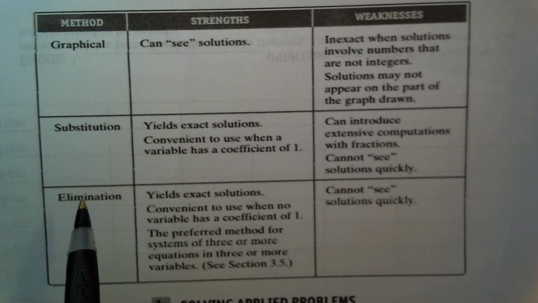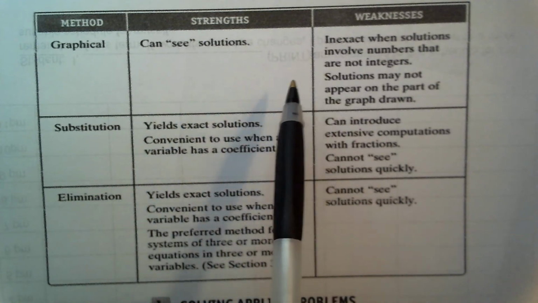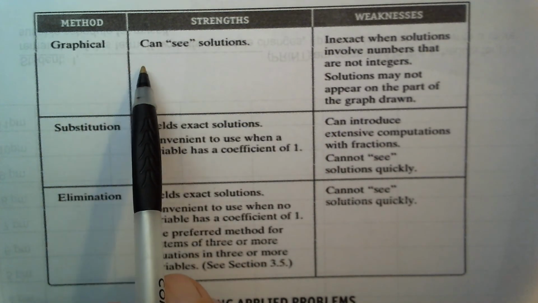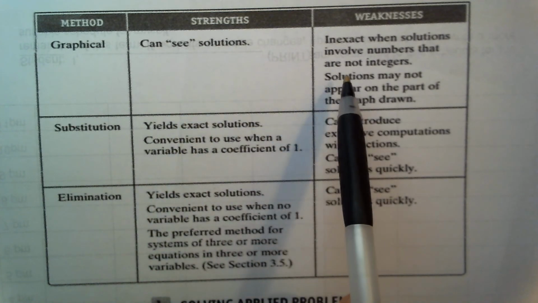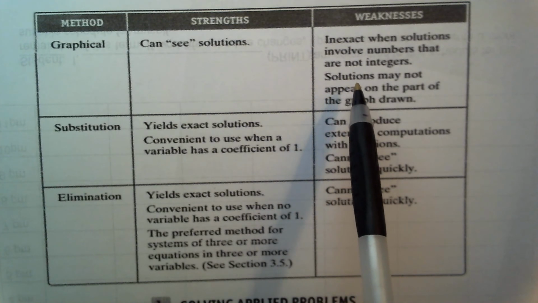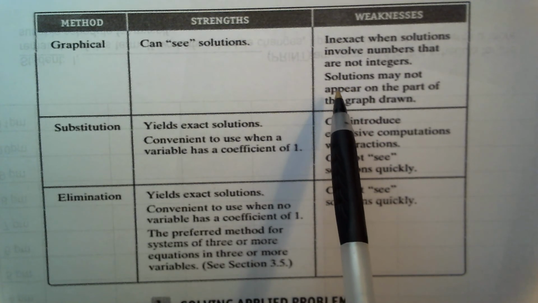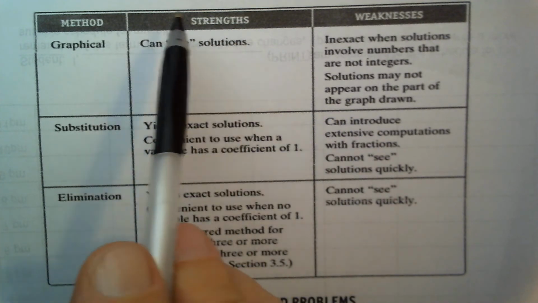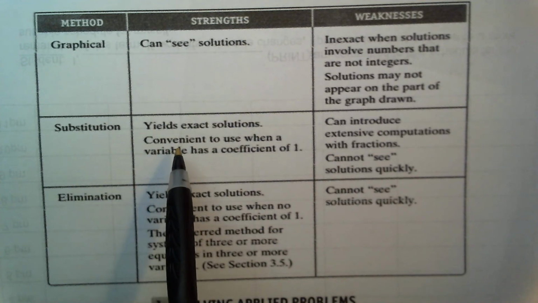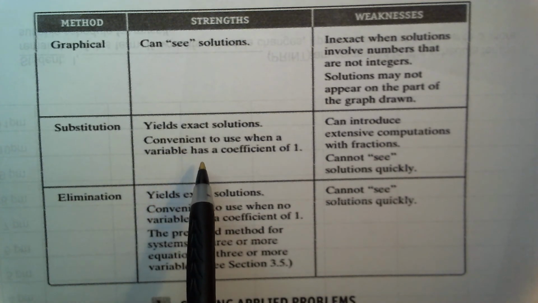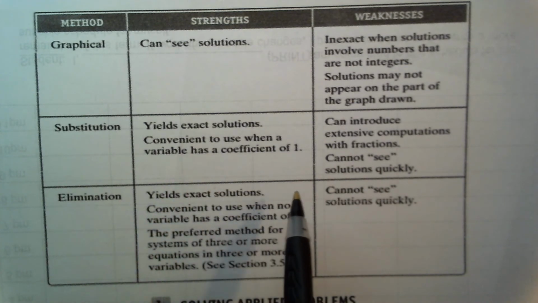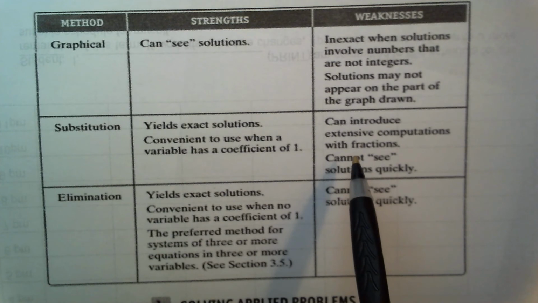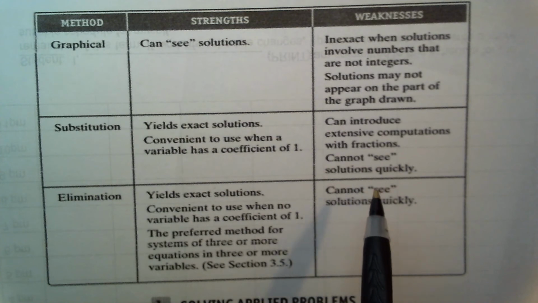This table here compares the different methods and their strengths and weaknesses. When we have a graphic solution, we can see the solution right away. But it's inexact when the solutions involve numbers that are not integers. And even if they are integers, it's sometimes difficult to see, and they may not even appear in the graph that you have drawn. But it's a visual solution. Then when you use substitution, it yields an exact solution. It's convenient to use when a variable has a coefficient of 1. And it can introduce extensive computations with fractions, and we cannot see the solutions quickly.